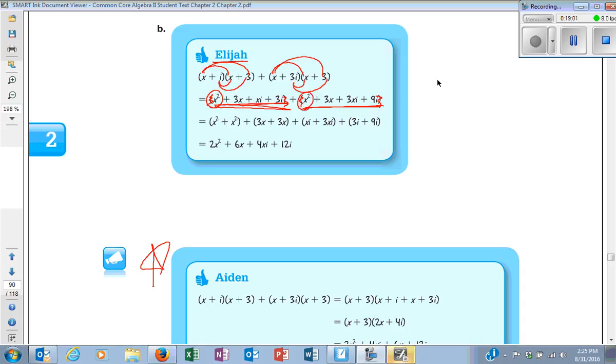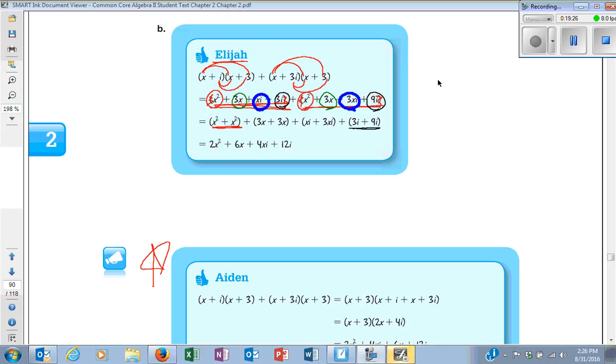The x squareds are like terms, which is why they are right there. Then he said, oh, wait, this x is also a like term with this x, and this xi is a like term with this xi, and this 3i is a like term with this 9i. So he just put all those in the bubbles together. That's where he moved them.